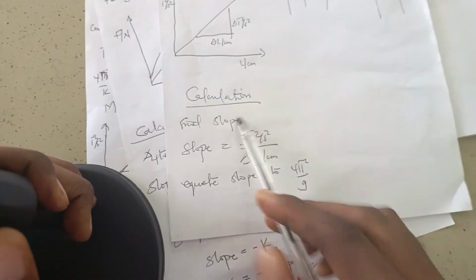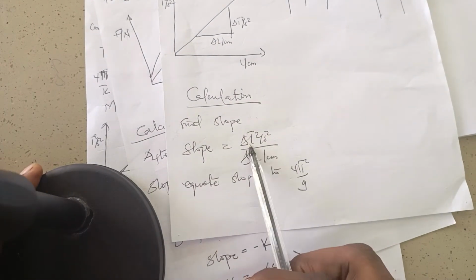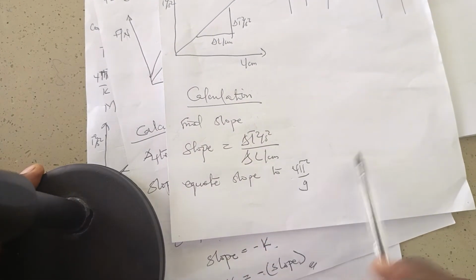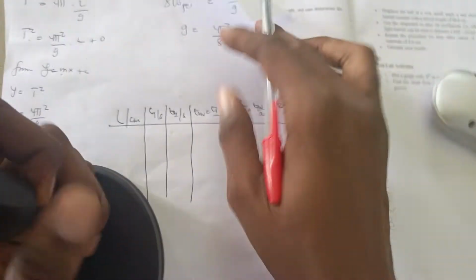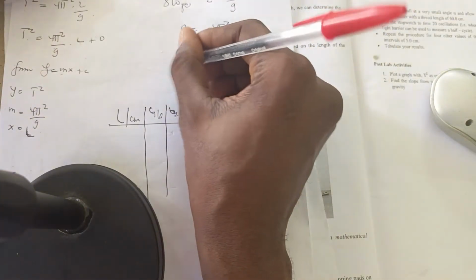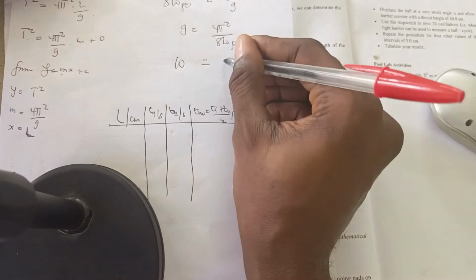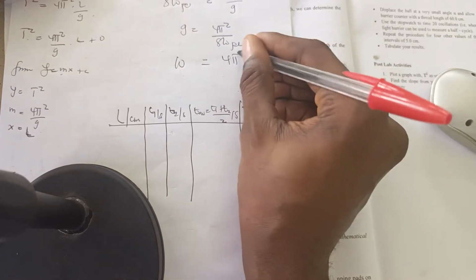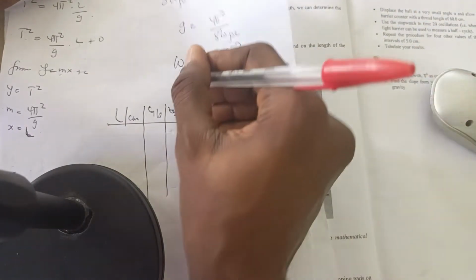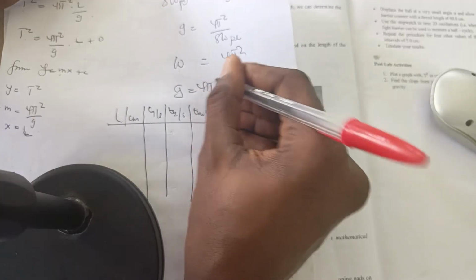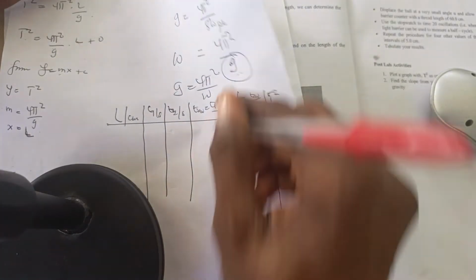After plotting, we find our slope. Taking T squared over L, we equate the value of the slope to this, so we'll have an expression like this. Let's say you had 10 for the slope, we equate this 10 to 4 pi squared over G. So this is how you find G. Now we make G the subject, and we'll have 4 pi squared over 10. So that's how you find your gravity in this experiment.